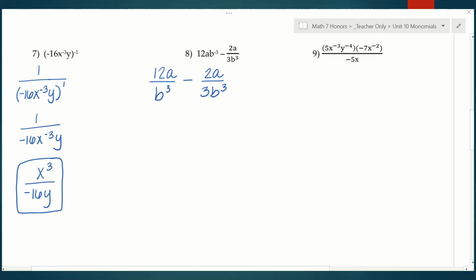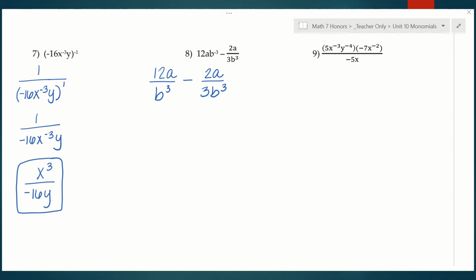Now, you might be thinking, what do I do from here? So this is a little bit advanced, this problem. This is something that we might see more of next year, but I don't think it hurts to look at it now. So in order to subtract these two things, I need to have common denominators. And so the question is, how do I make it so that that first fraction has a denominator of 3b to the 3rd, right? Like that's what I need it to be so that I can actually subtract.